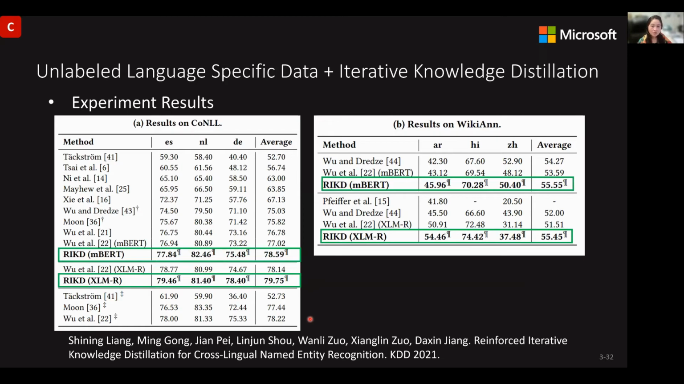From the results, we can see that this iterative knowledge distillation approach achieves state-of-the-art results on two benchmark datasets for NER tasks, which proves its capability to leverage unlabeled target language data for better transfer. This iterative knowledge distillation approach is also straightforward to extend and apply to the MRC task.